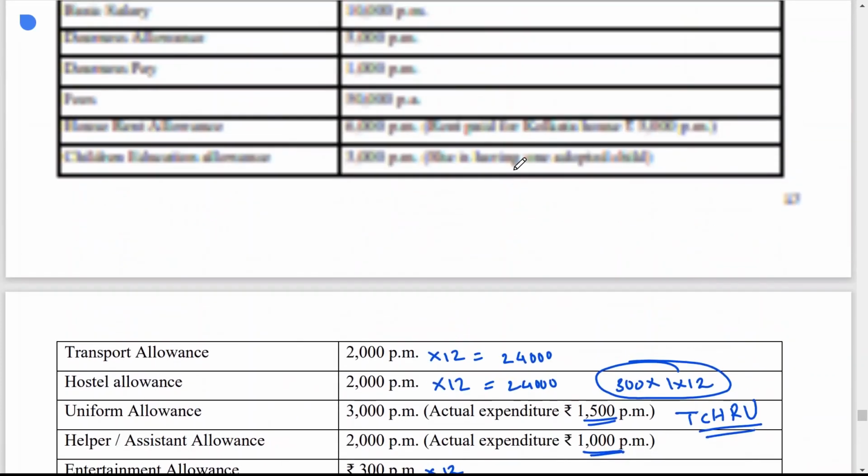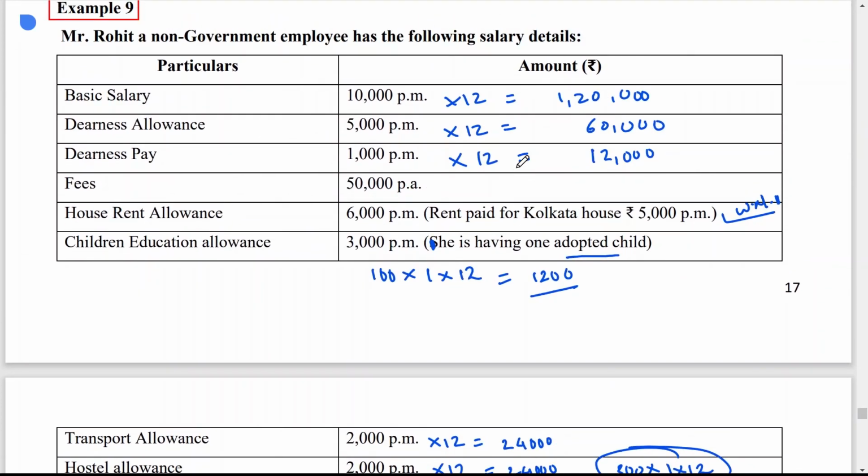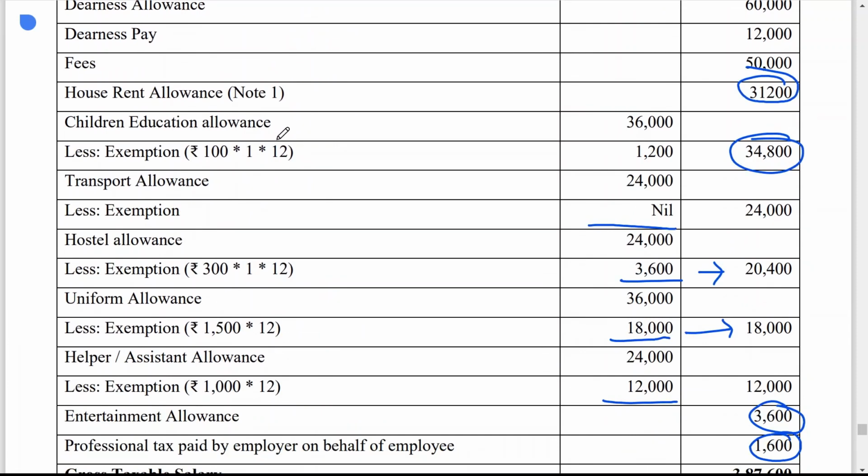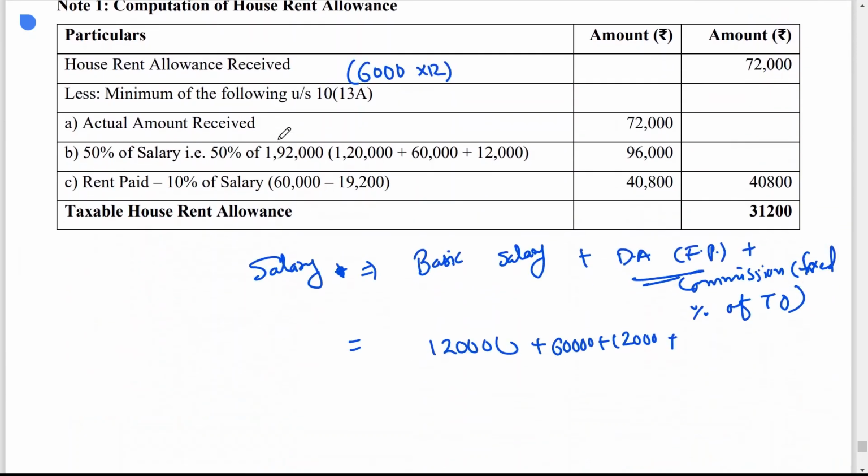Here, let us see in the example. You will get an idea. Dearness allowance 5,000, dearness pay 1,000. Nothing is mentioned whether how much is forming part and how much is not forming part, so that is why we are taking the full amount. And here commission is not given. No commission on turnover is given, so normal commission is not to be added here. Remember, here we can add only commission where the employee achieves some turnover and gets something for achieving it. This is not given. So you have to make the total of these, that is only two things, basic plus DA, and you will get 1,92,000. Now you have to take 50% of it, that is 96,000.